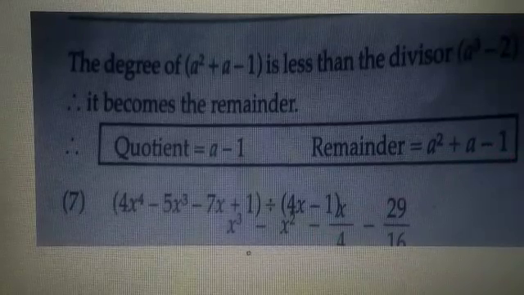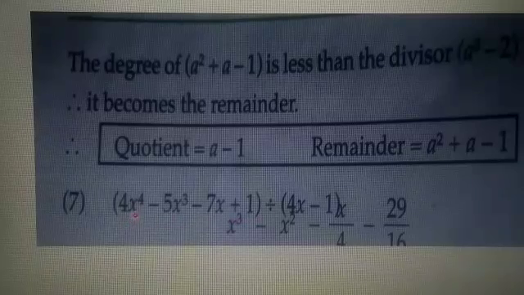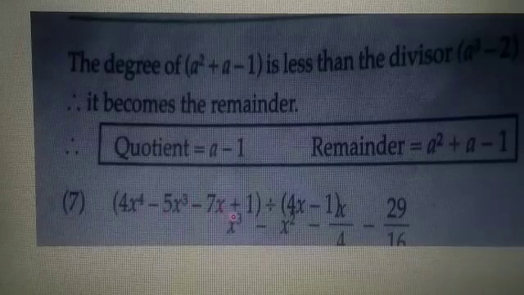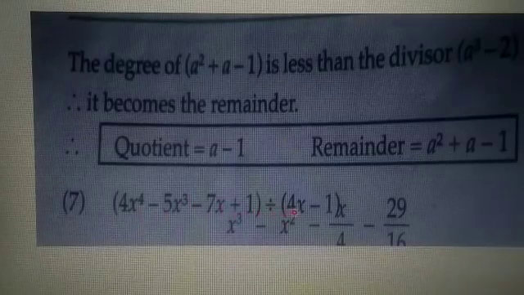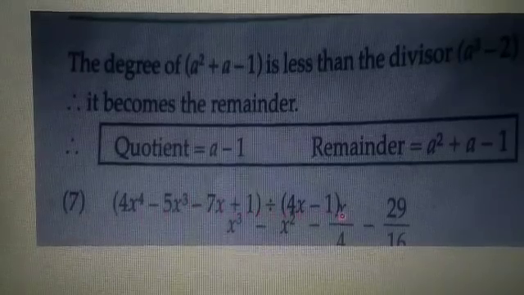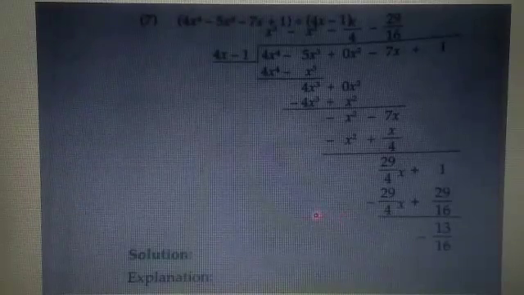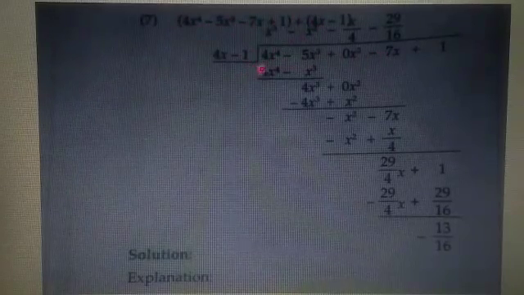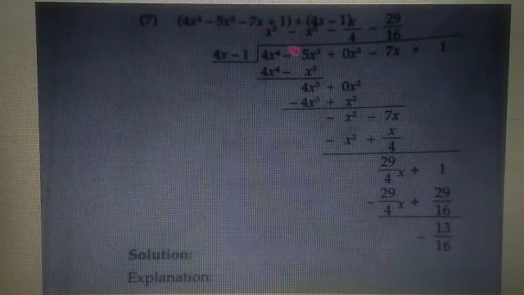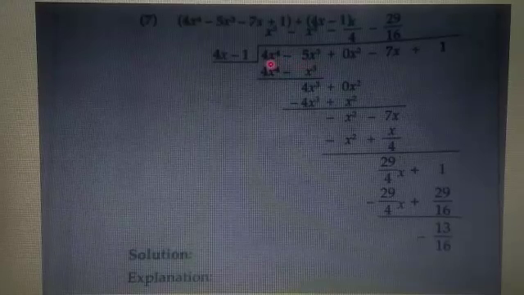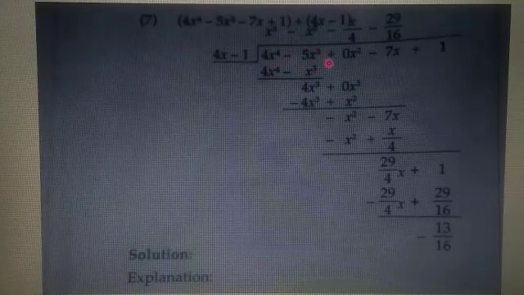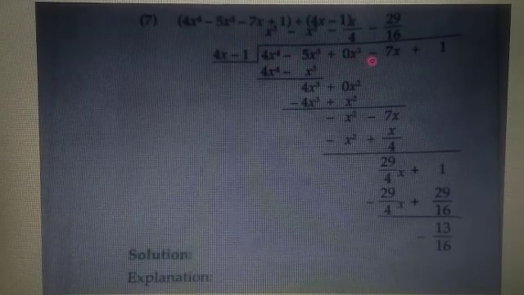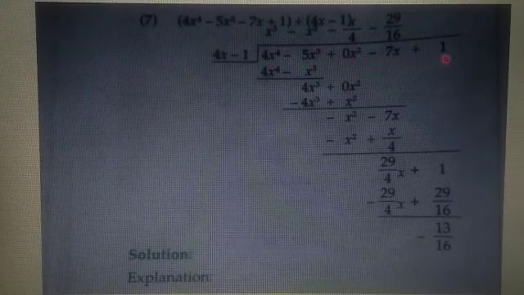Now let us start the 7th sum: 4x raised to 4 minus 5x cube minus 7x plus 1 is divided by 4x minus 1. So let us see in the next part. Here we will divide this polynomial. First of all we have to write the given polynomial in descending order. So 4x raised to 4 minus 5x cube, plus x square term is not here, so we will write 0x square, minus 7x plus 1.